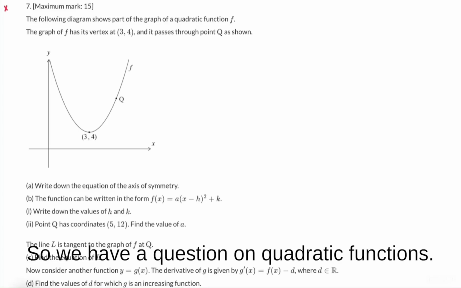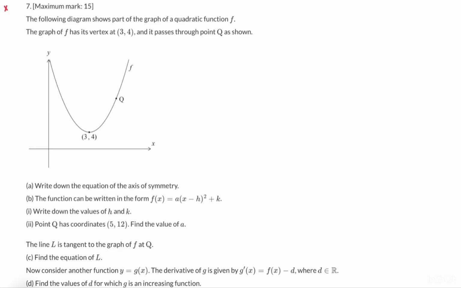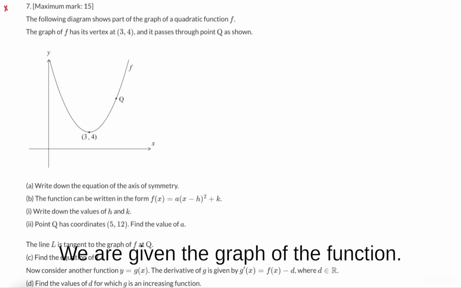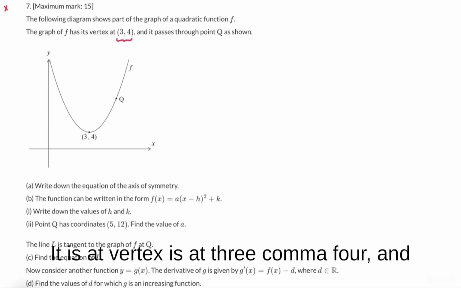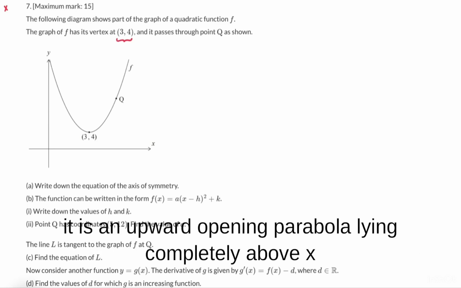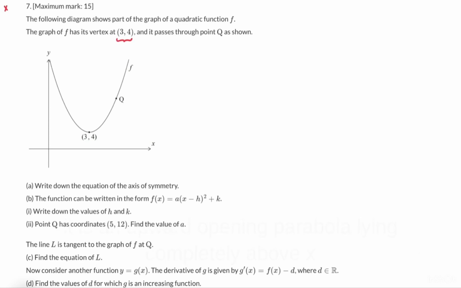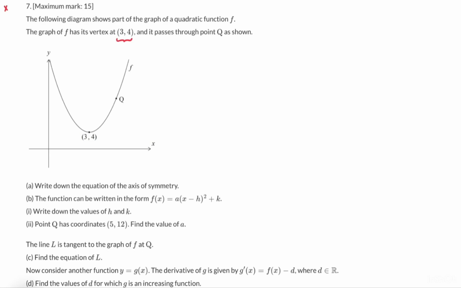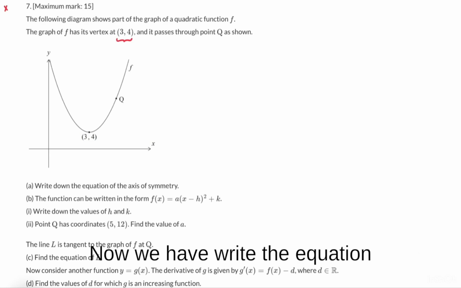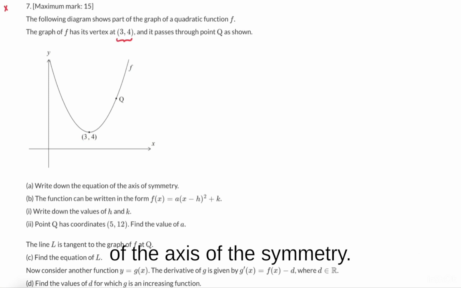So we have a question on quadratic functions. We are given the graph of the function. Its vertex is at (3, 4) and it is an upward opening parabola lying completely above the x-axis, as can be seen in the diagram. Now we have to write the equation of the axis of symmetry.